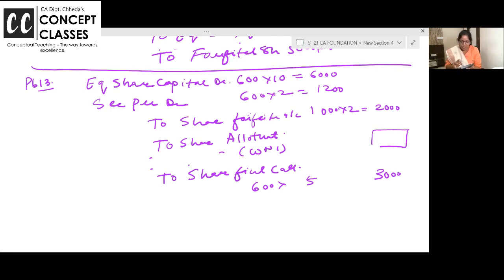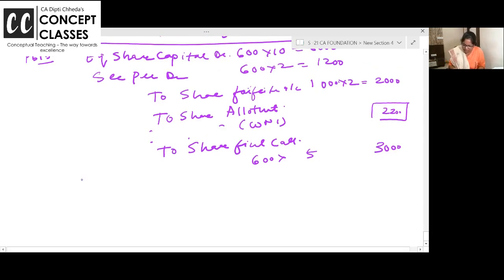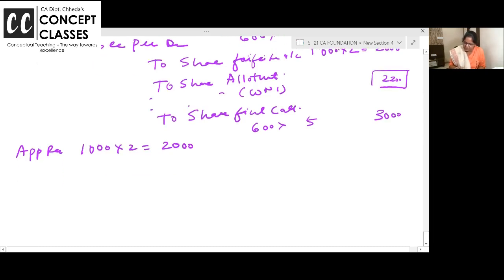$7,200 minus 2,000 minus 3,000. How much are you getting? 2,200. I'll explain everything. Look, 1000 shares paid 2 rupees. You have paid application. Application received. Make this working note 1.